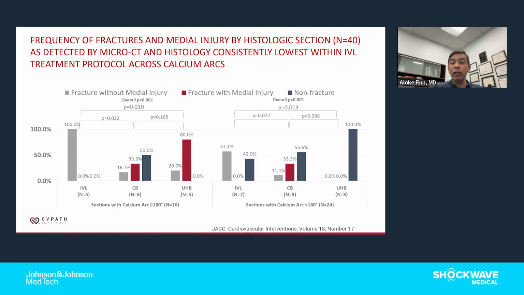You can see here in the eccentric calcium, none of the devices was as successful. IVL fractured 57.1% of lesions without medial injury, whereas there was no evidence of fracture with medial injury, but 42.9% had non-fracture eccentric lesions. Cutting balloon was even less successful. 11.1% had fracture without medial injury. 33% had fracture with medial injury, and 55% of lesions had non-fracture. And ultra-pressure balloon did not perform well, as you can see, in eccentric calcification. It had no fractures whatsoever, and essentially only had non-fractures.